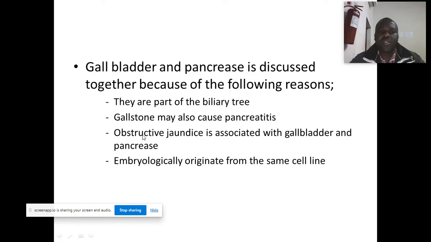There's also this condition, obstructive jaundice, where some ducts in the biliary tree are obstructed. Okay? And usually it's associated with the gallbladder and the pancreas. And when you remember your embryology, these structures, the pancreas, the gallbladder, the liver, they originate from the same cell line. So if you've forgotten your embryology, try to revise. It's a topic on its own, the embryological development of the GIT.